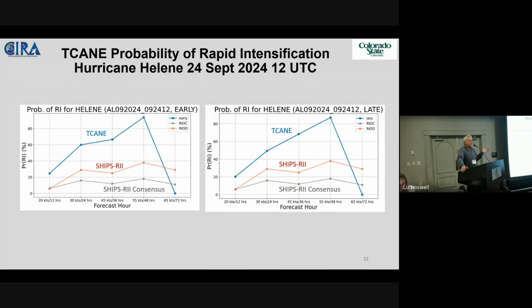Since we have the entire error distribution, we can also use this to forecast rapid intensification. It turned out the probabilities for rapid intensification at these different thresholds were very high, 60 to 80%. And just for reference, we have the SHIPS RII probabilities on there, and the product on the website will have that as a baseline for comparison. Next slide.